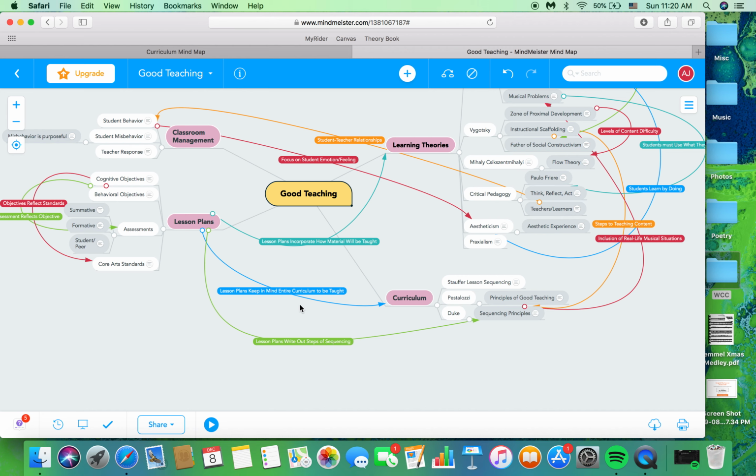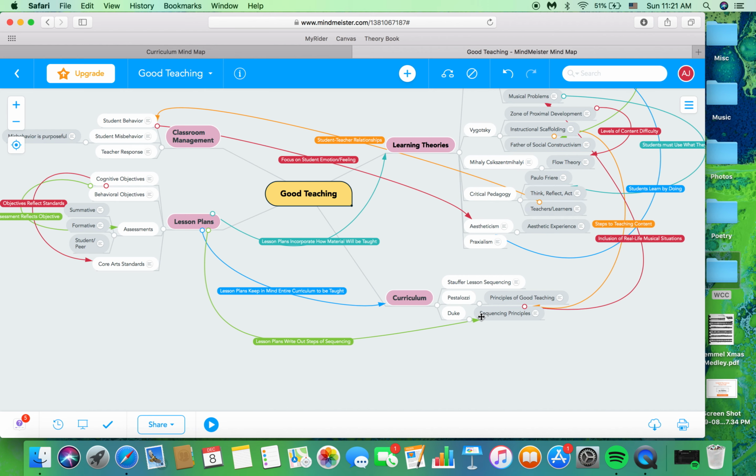Another big thing that's obviously related are lesson plans and the curriculum, because lesson plans keep in mind the entire curriculum that is to be taught through the whole year. Yes, lesson plans are broken down by each day of each class period and what you're going to teach then, but overall they contribute to the larger topic of what you'll be teaching as a whole through the year, or whatever time period you have that you're teaching the class. But they definitely keep the curriculum in mind.